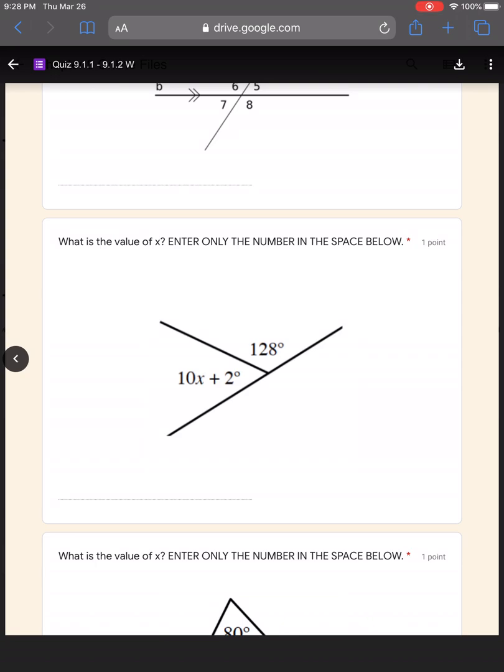All right, what is the value of x? Enter only the number in the space below. I think this might be easier for you if you write an equation first. So you might want to make sure that you have, if you don't already, a pencil and some paper handy.